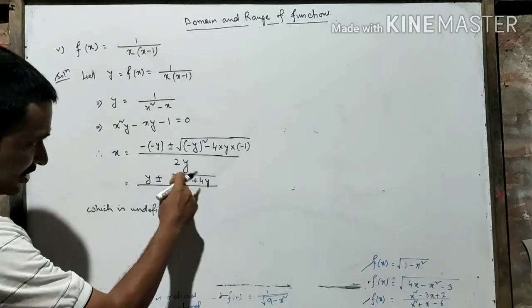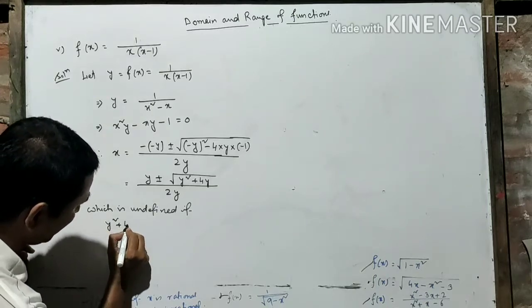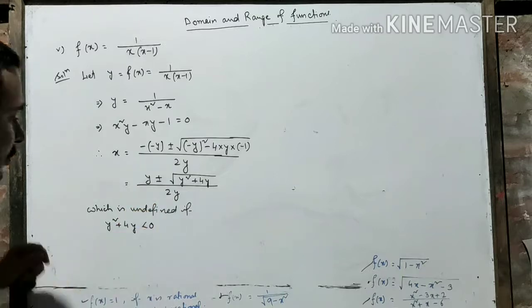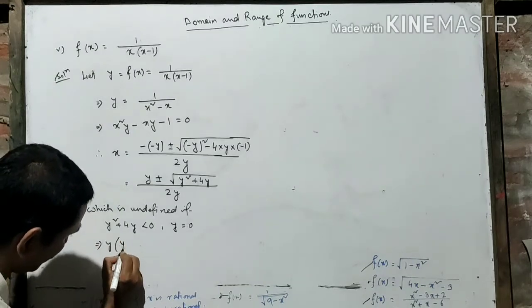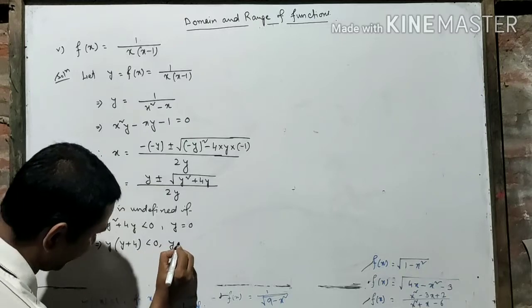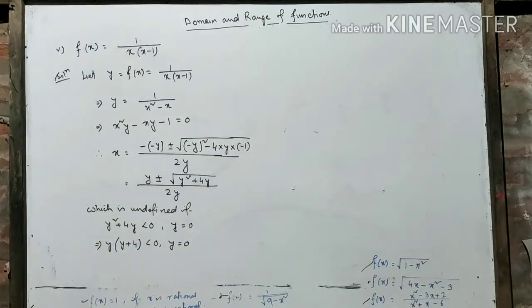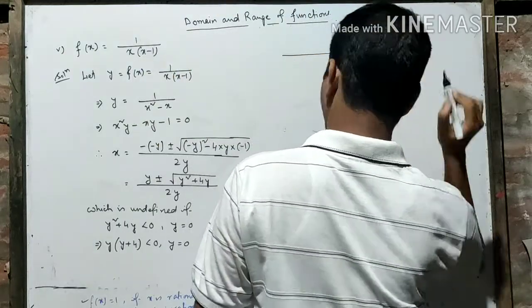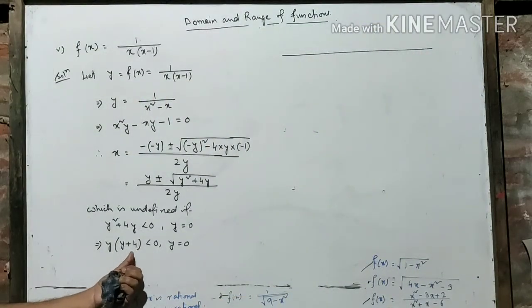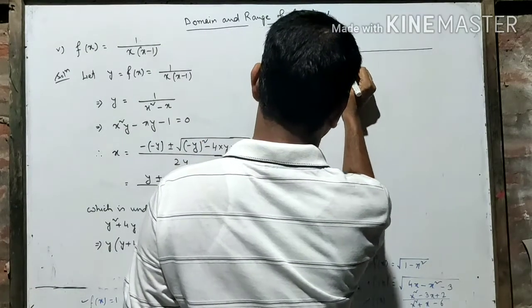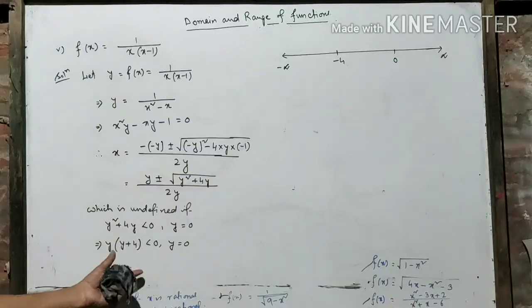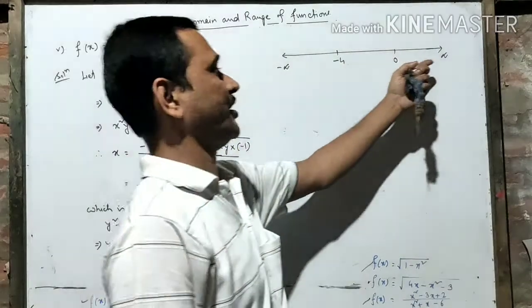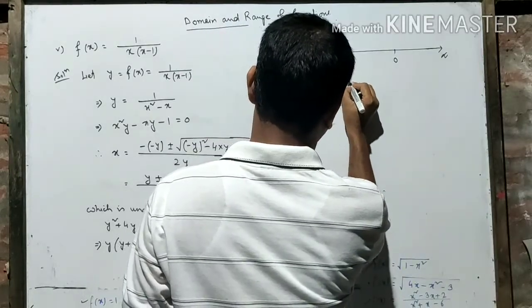If this quantity is negative, y² + 4y < 0, and y is in the denominator, so it will again be undefined when y = 0. So factorize it: y(y + 4) < 0 and y = 0. So what are the zeros of the polynomial? y = 0 and y = -4. So the zeros are -4 and 0. So we have to check the sign of this expression, y(y + 4), in these intervals.